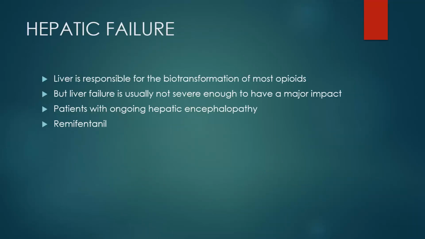Now let's talk about some special populations. Now, even though the liver is the metabolic organ that's responsible for biotransformation of most of the opioids, liver failure is usually not severe enough to have a major impact on your opioid pharmacokinetics. Of course, when you do a liver transplant, the anhepatic phase is an exception to this general rule.